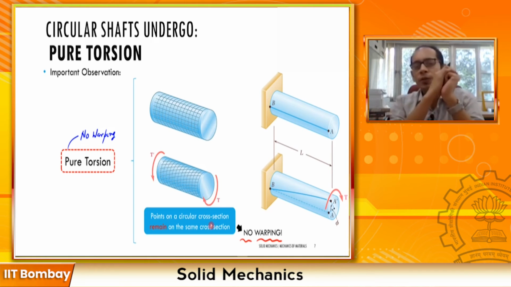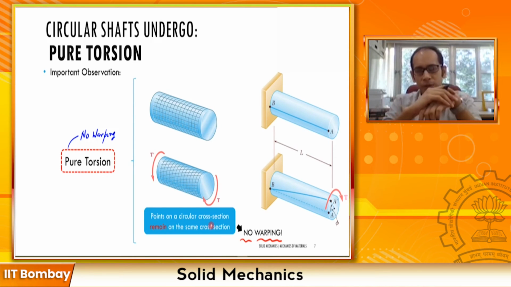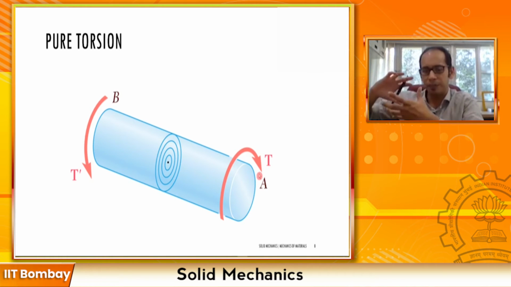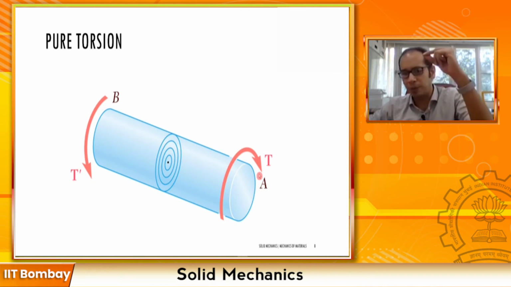Now I want to draw your attention to again how these points are moving. As I said, the points on the cross section remain on the same cross section. So if in this circular member I take these concentric circles, right? Suppose here is my central point. So this is my central point over here, and say I've applied the torque, and whatever was my point A has moved to A prime, another point B has moved to B prime, and so on.